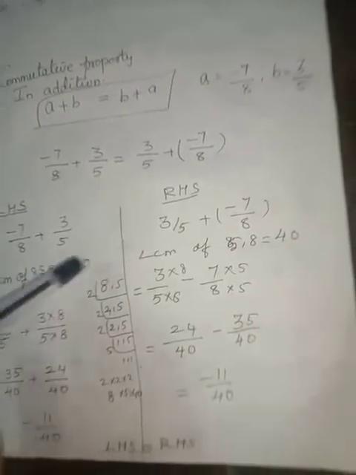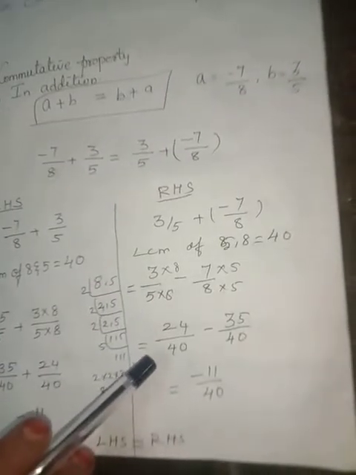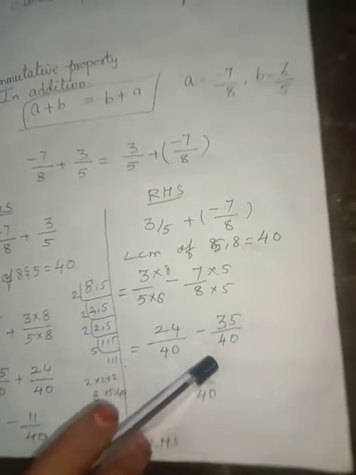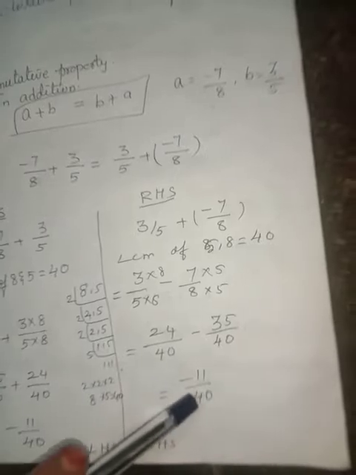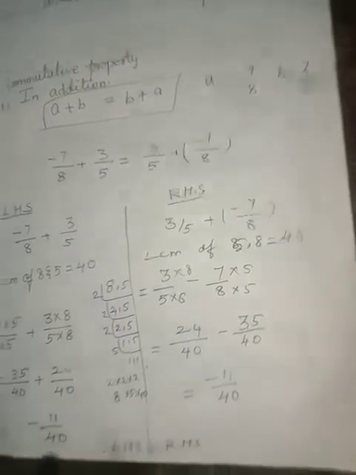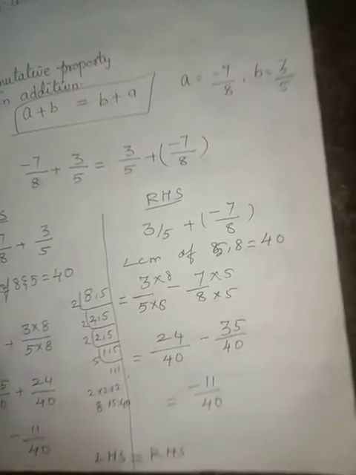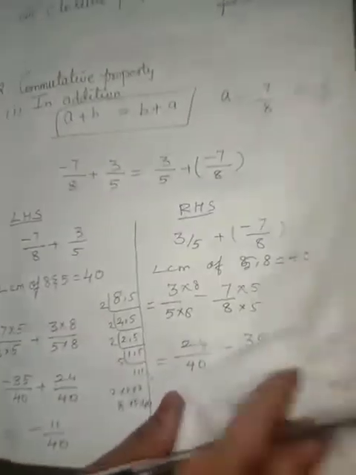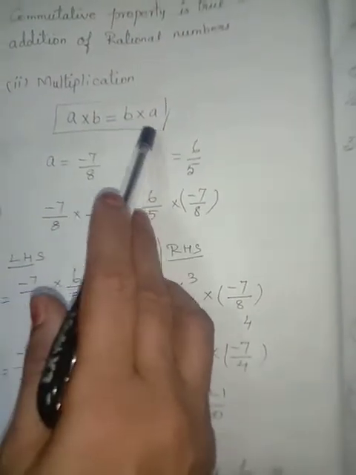On the right hand side, when solving and getting the result of the difference, 24 divided by 40 minus 35 divided by 40 gives minus 11 by 40. This is for the right hand side. Here left hand side is equal to right hand side. From that we say that commutative property is satisfied under addition. So coming to the multiplication, a cross b is equal to b cross a.